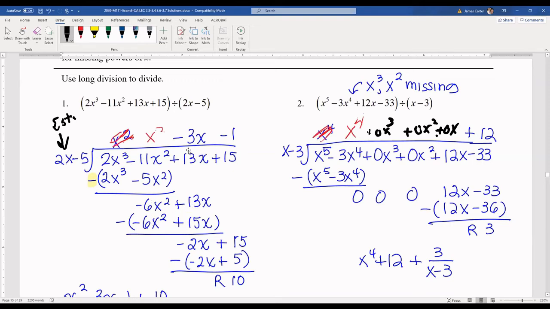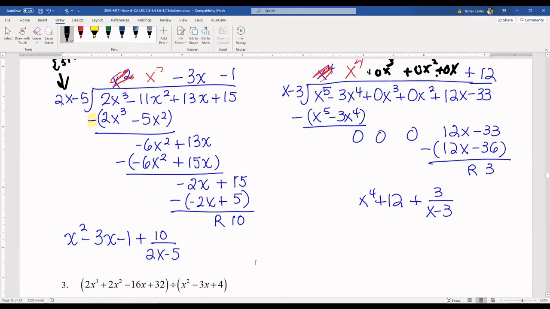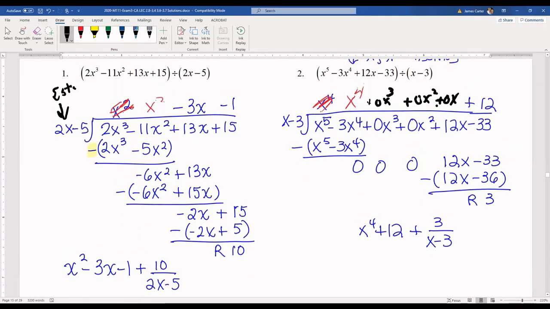Our estimate, 2x times negative 3x equals negative 6x squared. So we distribute this 3x and we get negative 6x squared plus 15x. We subtract both and we get negative 2x plus 15 after we bring down the 15. Okay, the estimate again, in this case, negative 1. So we distribute, subtract, and we have a remainder of 10. So our answer on this one then is x squared minus 3x plus 1 plus 10 over 2x plus 5.